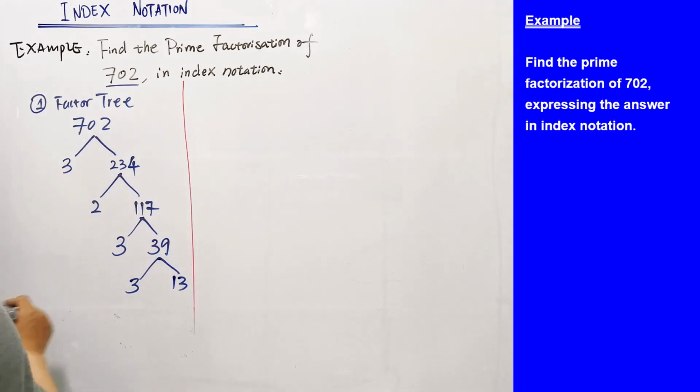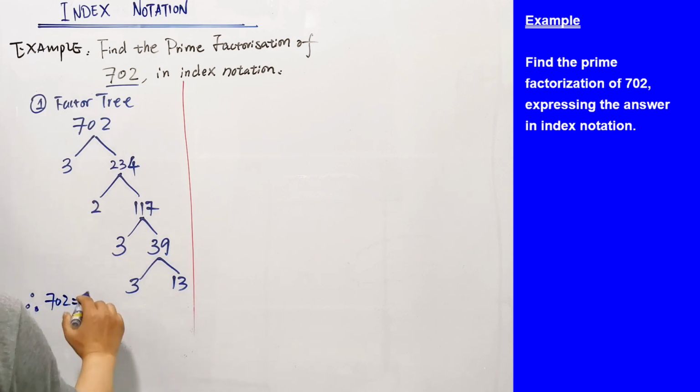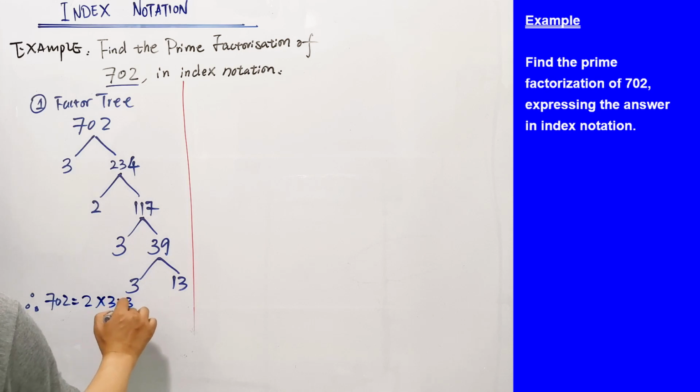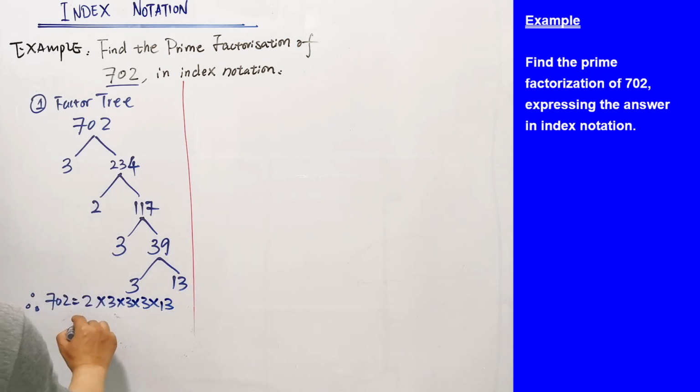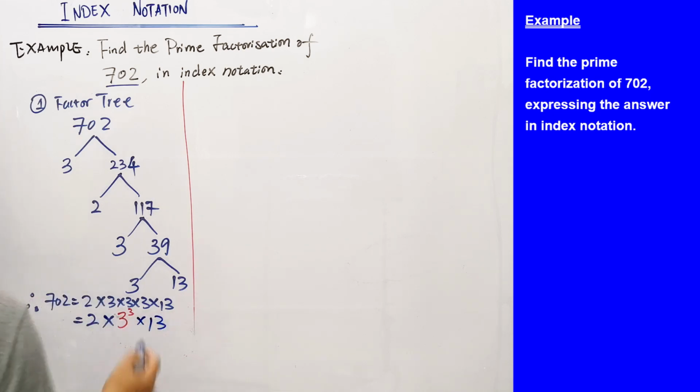So in this case, what's the answer? The answer is 702 equals to what? We have 2, then 3 times 3 times 3 times 13, right? That's what we get. We got three 3s, right? So the answer is 2 times 3 cubed, then times 13, right? This is the answer.